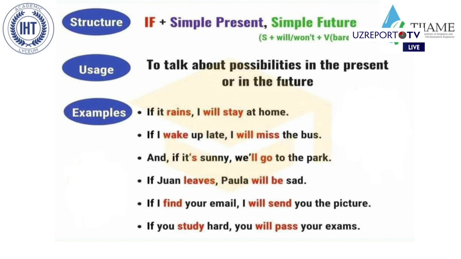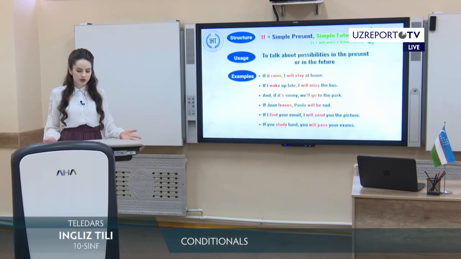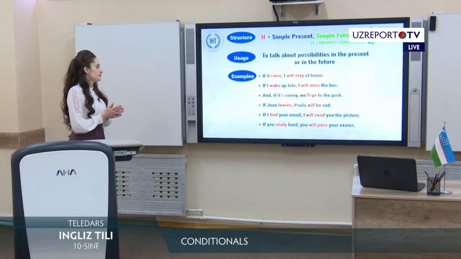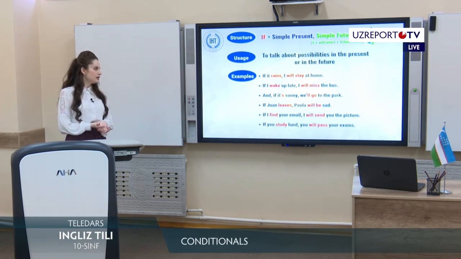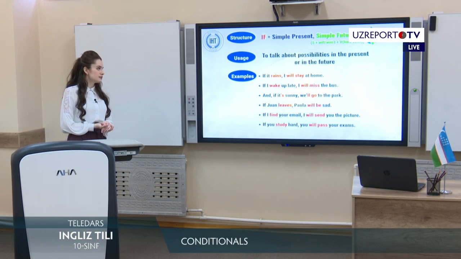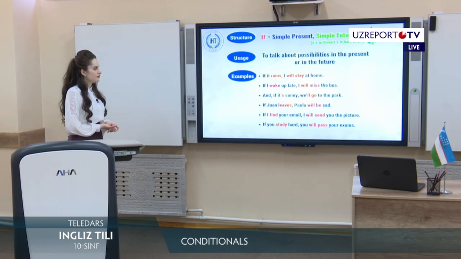Usage: to talk about possibilities in the present or in the future, as I told you before. So there are no borders or problems, and we may do anything we want. Examples. I also put several examples here. If it rains, I will stay at home. Rains is in simple present tense, and will stay is another verb, in future simple. Well, if I wake up late, I will miss the bus.